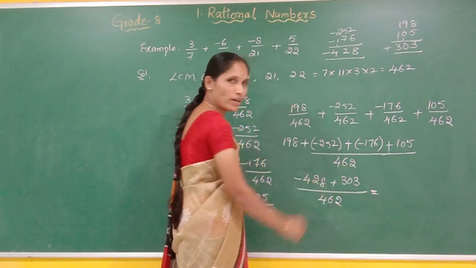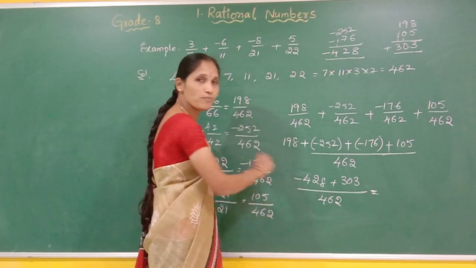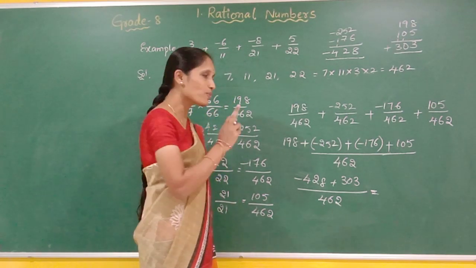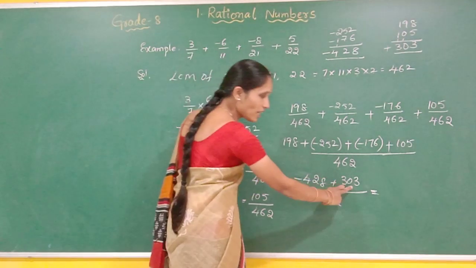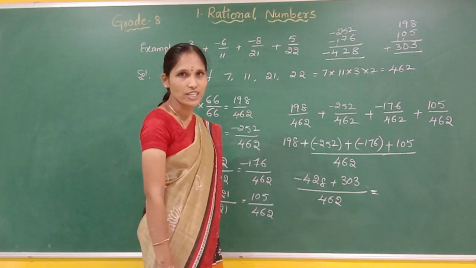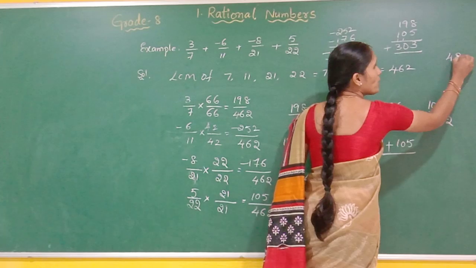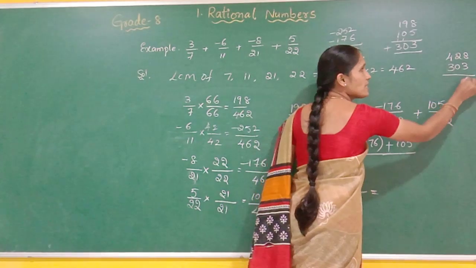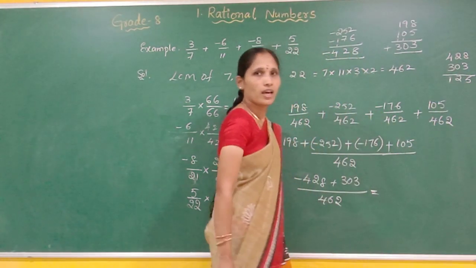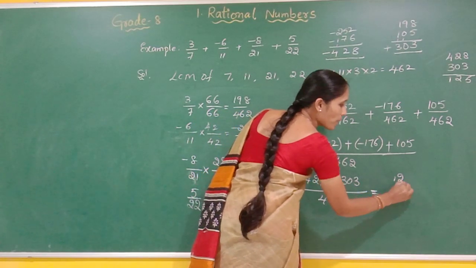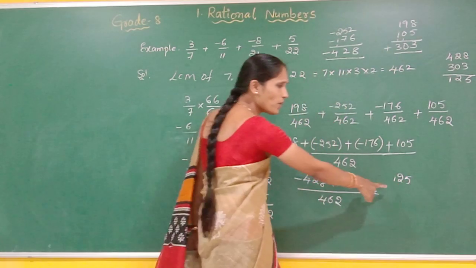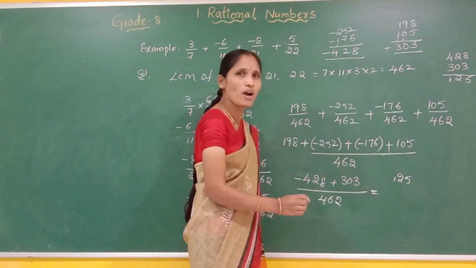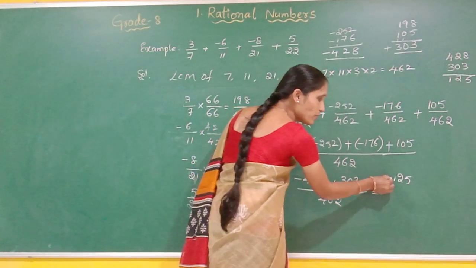Now observe, children. Add these two numbers. One is a negative number, another one is a positive number. How to add? Yes, we go for subtraction. Subtract 303 from 428. The difference is 125. Is that plus 125 or minus 125? Is this 125 positive or negative? Yes, it is a negative integer.